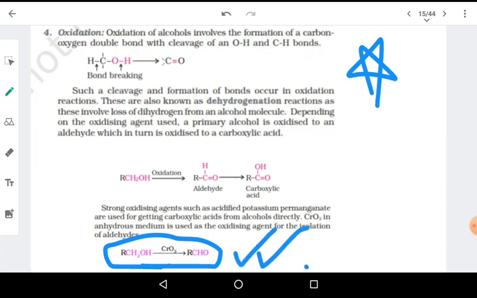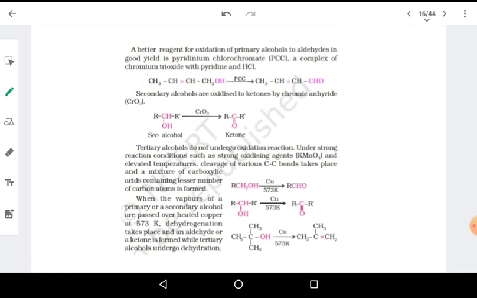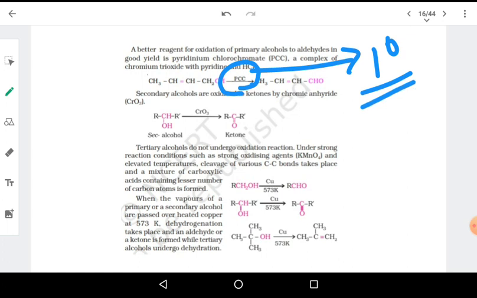But if there is a compound containing a double bond, then we have to use PCC, and PCC is most preferred for primary alcohols. It does not affect the double bond. That is the most important thing. Now, if we have a primary alcohol, we will get an aldehyde. If we have a secondary alcohol, we will get a ketone.